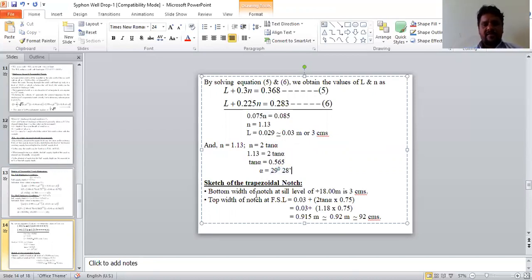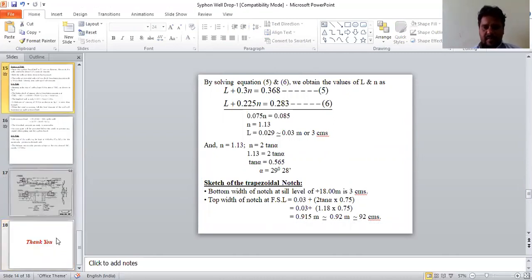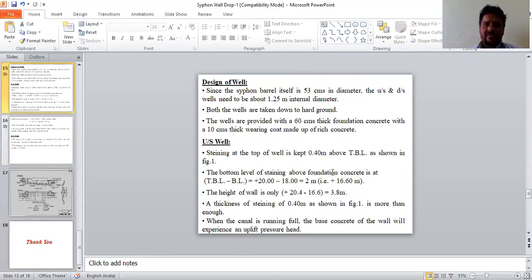Okay, so the bottom width of the notch, it is at what level? 18 meter, because ground level is at 18 meter. So just 3 centimeters. And now the top width of the notch, you can calculate. So the bottom width into 2 triangles, right? So 2 half triangles. So you can calculate 90 centimeters, 92 centimeters. So you can provide 1 meter also, no issue. Okay, so always go for round-off values.